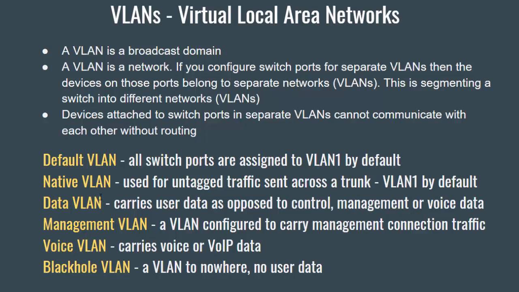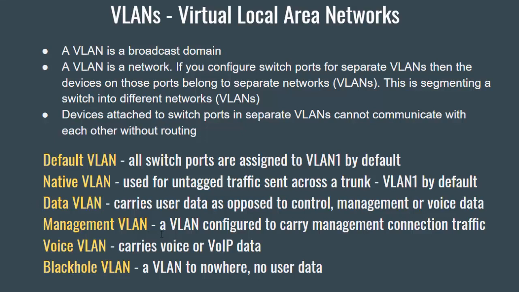The native VLAN is used for untagged traffic sent across a trunk. It's VLAN 1 by default. So the native VLAN is set to VLAN 1 by default. Once again, it's used for untagged traffic. So if you have legacy devices that somehow can go across the trunk that don't support VLAN tagging, this is what this is reserved for. Native VLAN for untagged traffic.